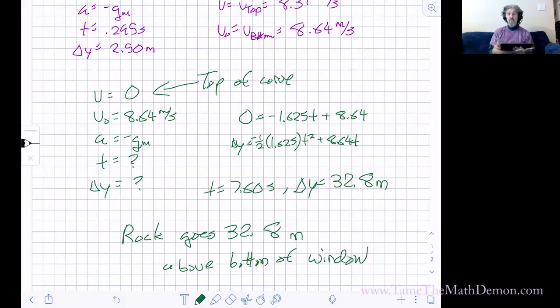And there you go. If the question had specifically specified the top of the window, then we would have subtracted 2.5 from our answer.